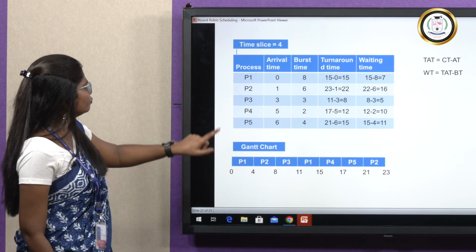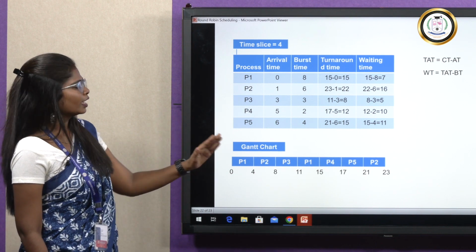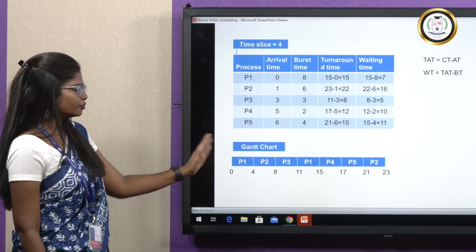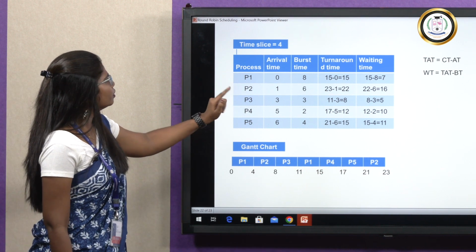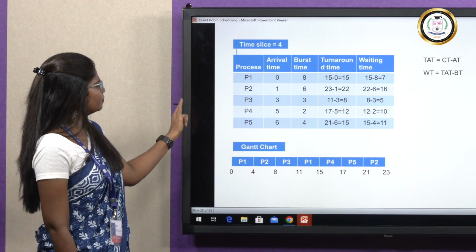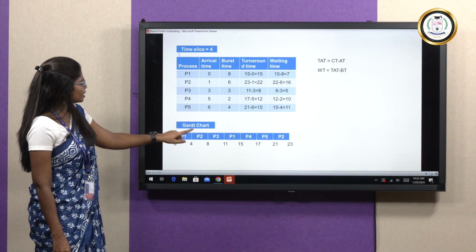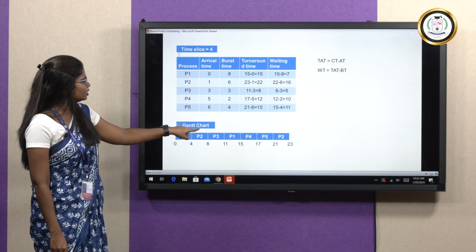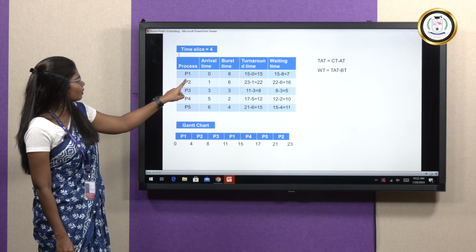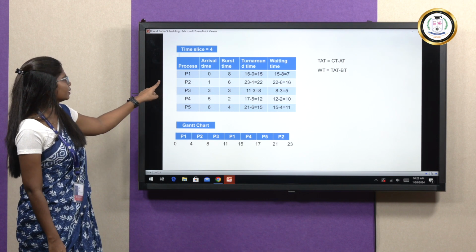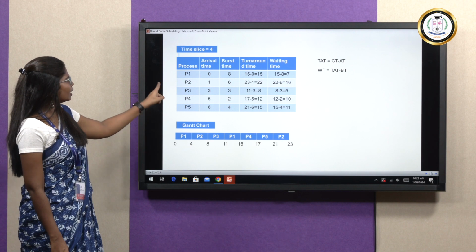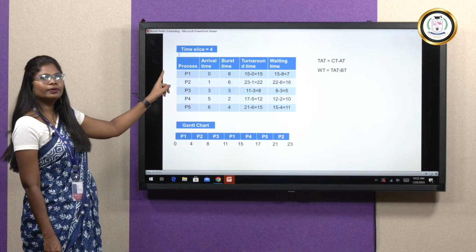For the completion time, we have to calculate the turnaround time and waiting time from the last, not from the first. For calculating turnaround time for P1, we have to look from the last. From the last, P1 is at 15. So 15 minus 0, where 0 is the arrival time. So completion time is 15 and arrival time is 0, so the answer will be 15.